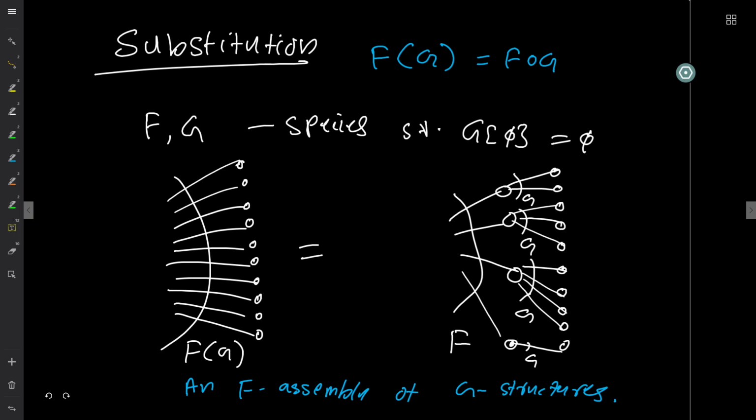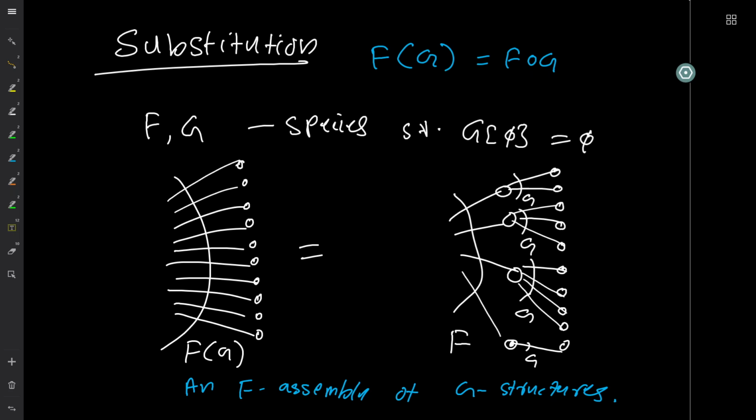Now we introduce a new operation called substitution. So suppose F and G are two species, such that the species G has no structures on the empty set. That means that you cannot create structures of type G from the empty set. Okay? If this is true, then we can define F of G, or F composition G, as follows. So given a set U, we define F of G on U as follows.